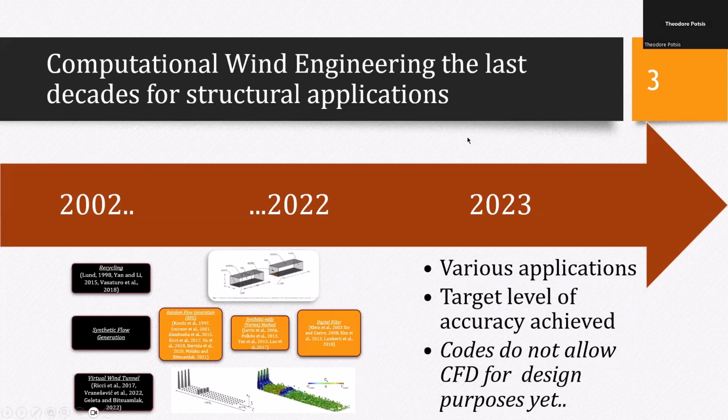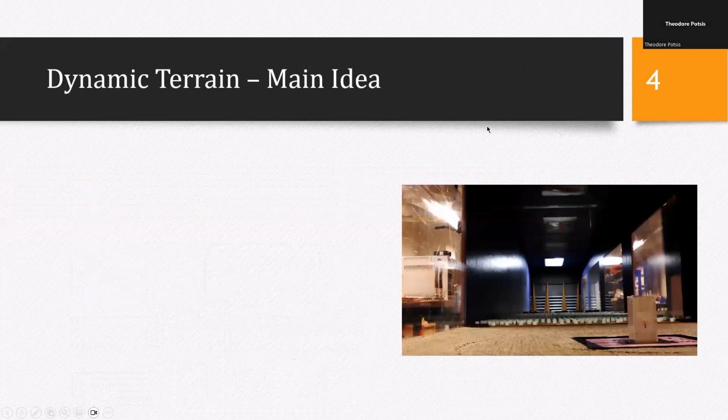Now, in order to solve these problems and aid the current state of the art, we came up with a new modeling approach that we're trying to implement in the OpenFOAM area right now as a library, and this is called the dynamic terrain method.